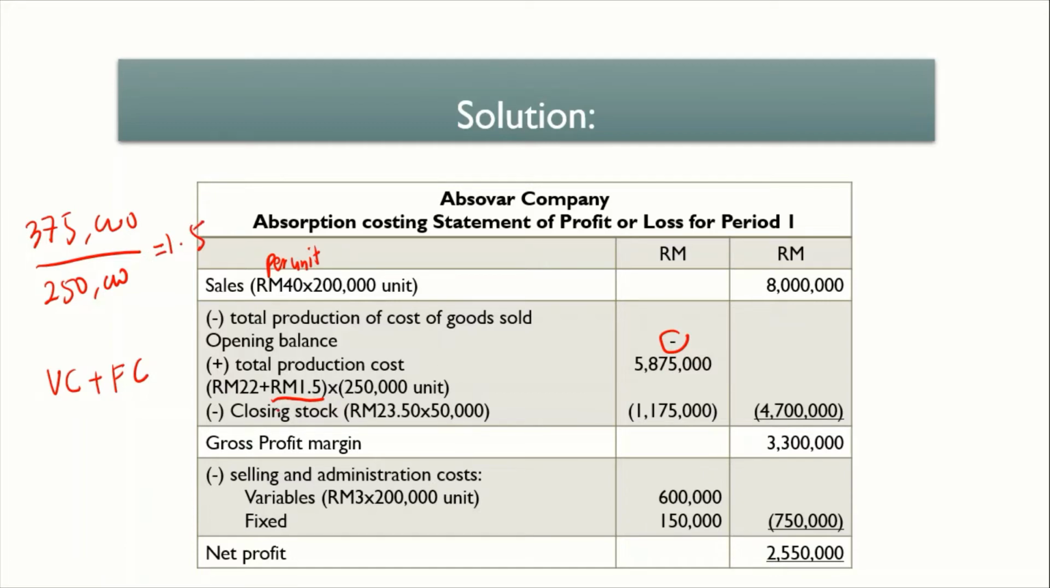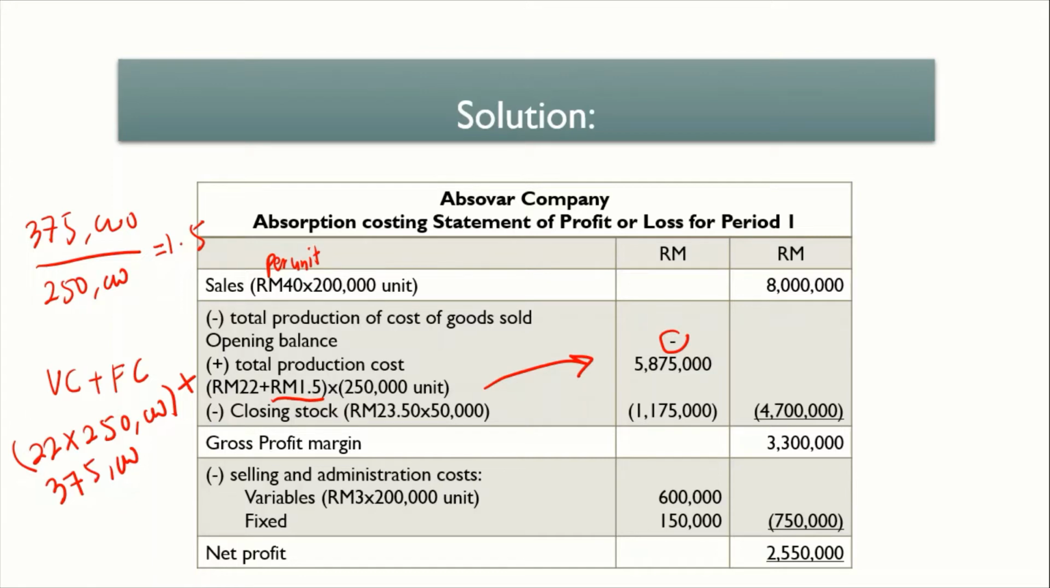If you don't want to write it like this, you can also write it as 22, which is our VC, times 2.5, in a bracket, plus the fixed cost itself, which is already a total, 375. It would still show this amount. We want to know that the total production cost for absorption is VC plus FC. That is what we're trying to achieve.